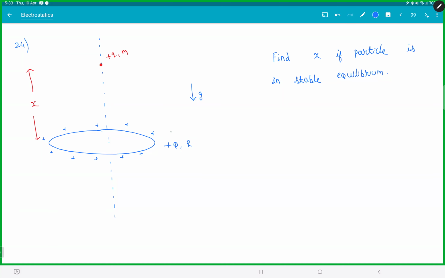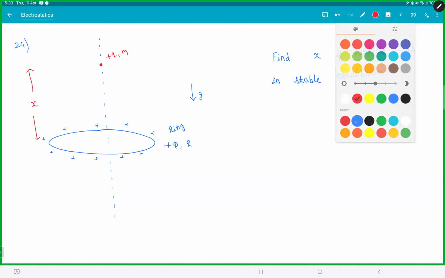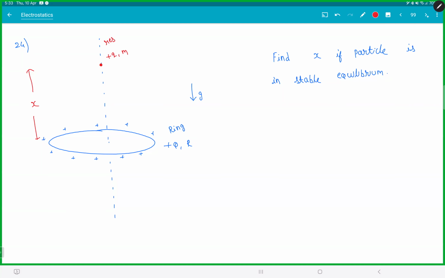So we have a ring here of q and r. On the actual line, you kept another small charge q and mass m. It is in equilibrium. It is at rest. Find x for stable equilibrium.